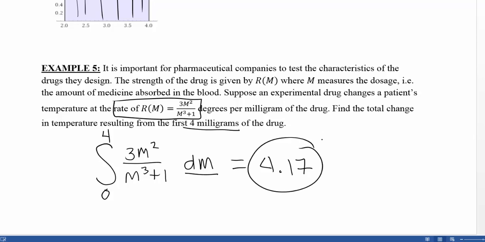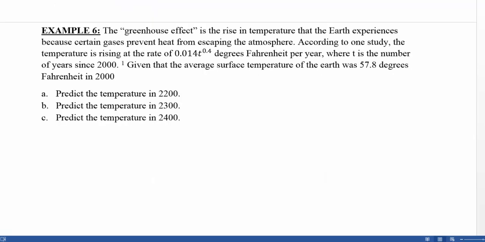We have to remember what it represents and how it pertains to this rate. But again, because we have this rate, we are able to talk about the original function, which is temperature, by finding the area under the curve. Let's look at one more problem where we can apply this idea of definite integrals to some word problems and real-life situations. Example 6. The greenhouse effect is the rise in temperature that the Earth experiences because certain gases prevent heat from escaping the atmosphere.